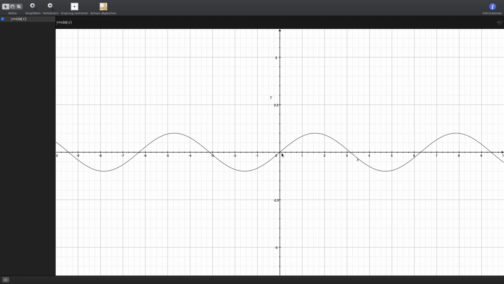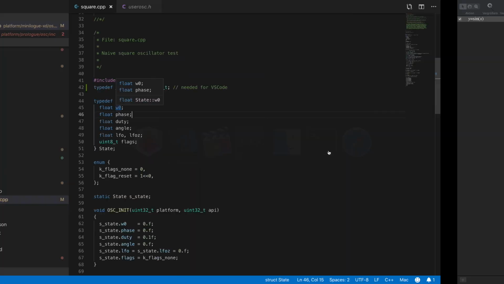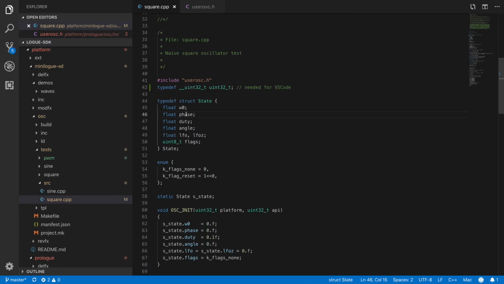So for each sample, we would jump one phase increment to the right, but we need to remember where we stopped, so that when we return back to the next call of the oscillator cycle, we know exactly where we stopped, so that we can continue incrementing at the same pitch. So this is why we need to remember the phase. Sometimes this is called the phase accumulator in DSP terminology, and that would be the phase increment, the W0. Duty and angle is for the pulse modulation.